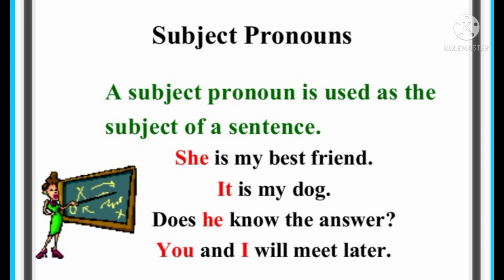It is my dog. It is used as the subject of the sentence. Next sentence, does he know the answer? He is used as the subject. You and I will meet later. Here, you and I are used as the subject of the sentence. So these pronouns are called subject pronouns, or we will say that these pronouns are used as the subjective case. Subjective case and subject pronouns are the same.